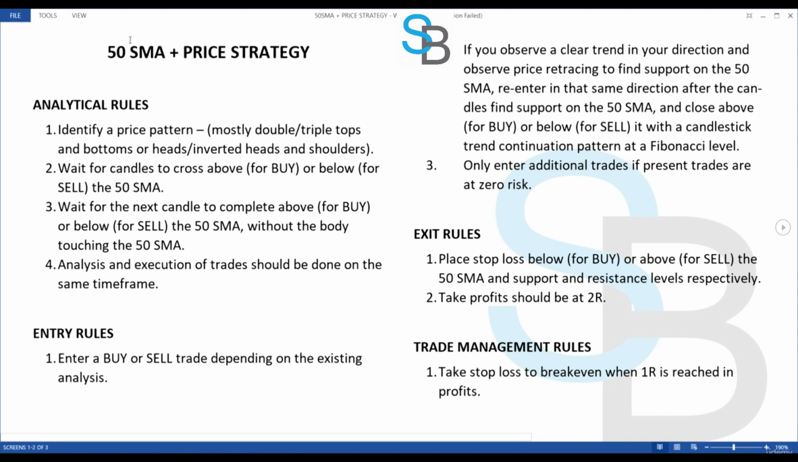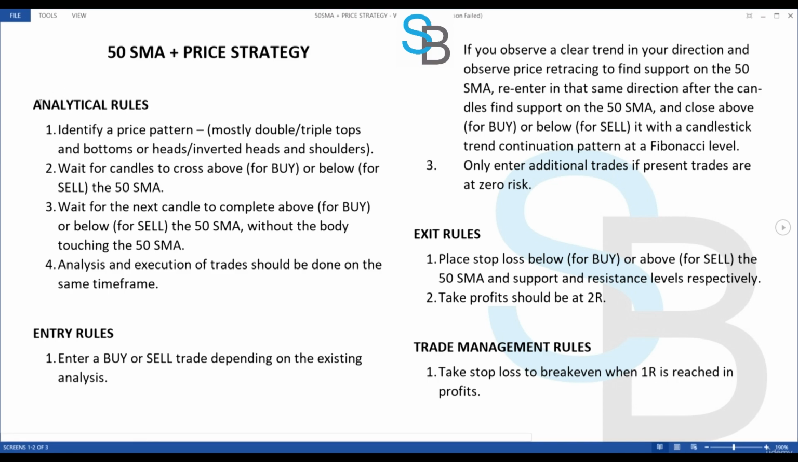So the first strategy we will be looking at is the 50 simple moving average plus price strategy. What this strategy tends to do is give us entry signals based on the 50 simple moving average indicator, and also price patterns, like double tops, double bottoms, triple tops, triple bottoms, heads and shoulders, and other price patterns which we've looked at in this course. We use these price patterns with the 50 simple moving average in order to find good entry signals.